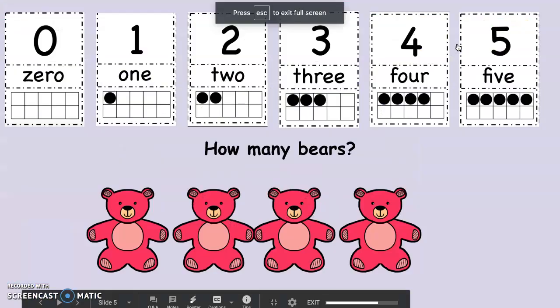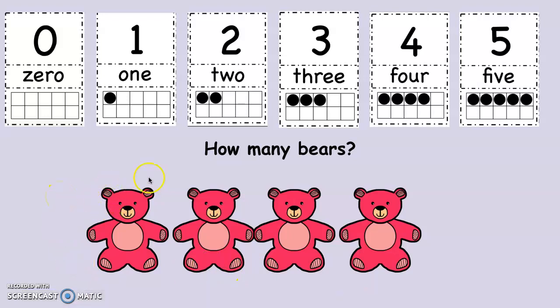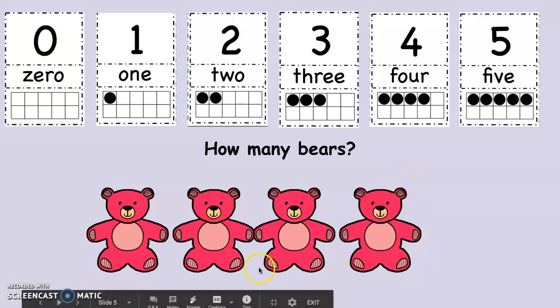All right, so let's try to count our bears without using a number line. How many bears do I have in my group or in my set? So we're going to count. Ready? 1, 2, 3, 4. How many bears are in my group? 4. There are 4 red bears in my group.